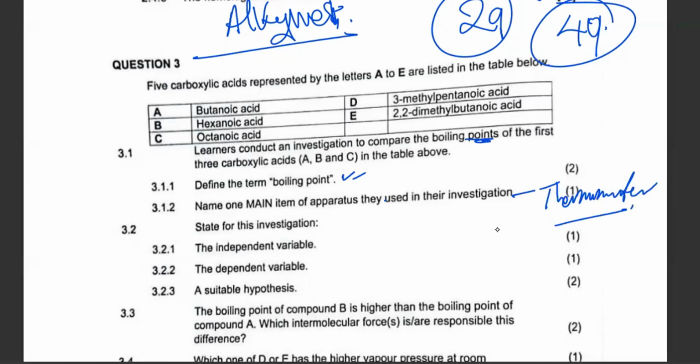State for this investigation, part A, the independent variable. What is the independent variable? If you look at this, the independent variable, carbonic acid, okay. They're saying the independent variable is this carbonic acid, okay, ethanoic acid. But they said that the learners conducted the first three, meaning the length of the chain.